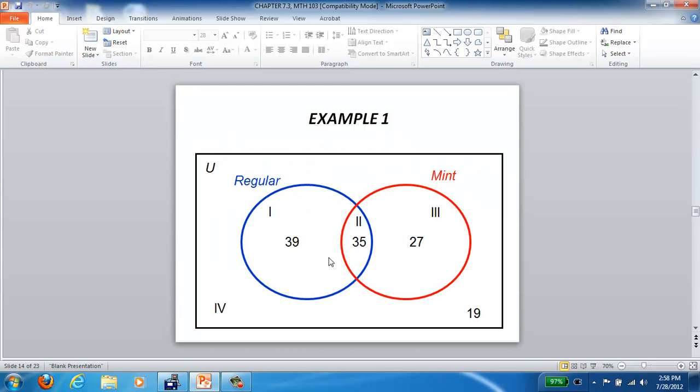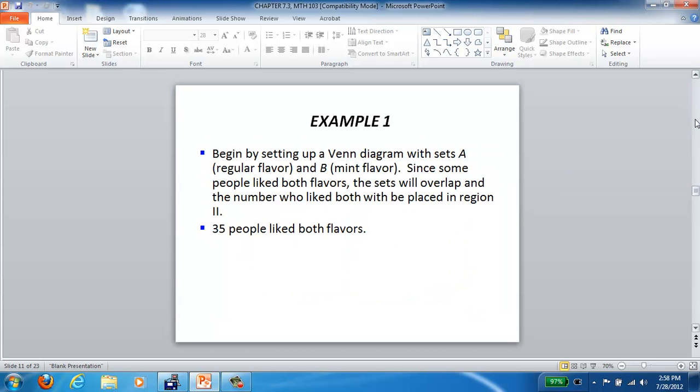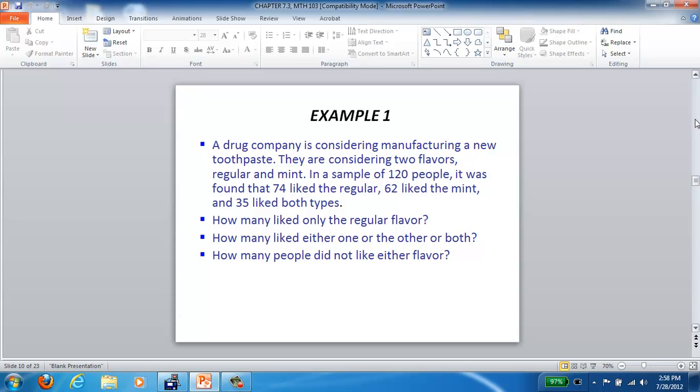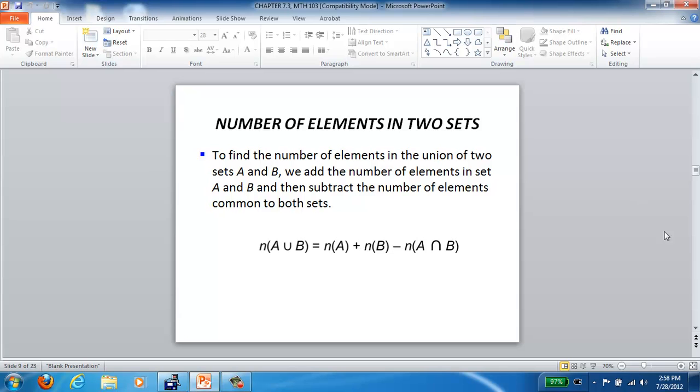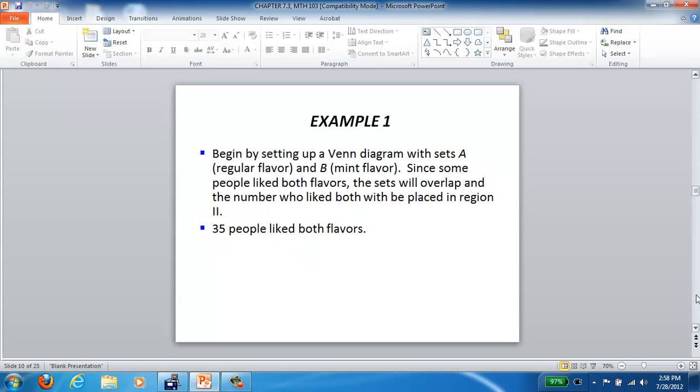So what we do, we add 39 plus 35 plus 27. However, if you want to use the formula, let me go back a few slides. You can add 74 plus 62, which is 136, minus 35. And this is by using the formula. So 74 plus 62 minus 35. And the answer, of course, is going to be the same.